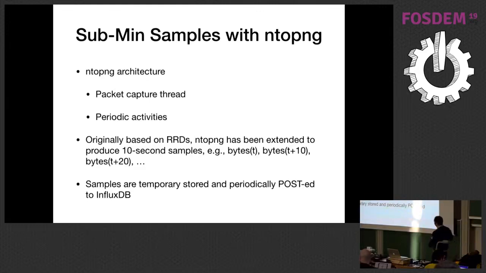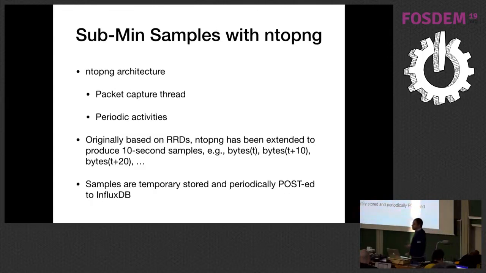So we were using RRDs. RRDs are another store for metrics based on plain text files, so based on files. That is basically used if you want samples in the order of minutes. Otherwise, it will be too slow. So we extended nTopNG to produce 10-second samples and to push those samples to the InfluxDB database.